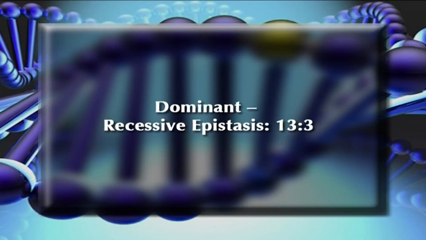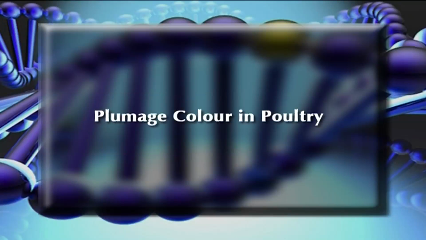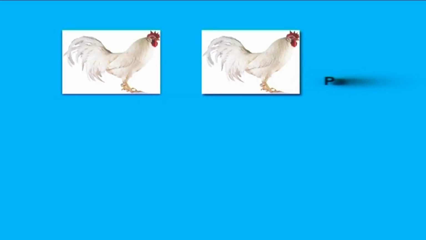Dominant recessive epistasis. In the dominant recessive epistasis, the dominant allele at one locus and recessive allele at another locus give rise to the same effect. Other gene combinations produce the second phenotype, so consequently 2 phenotypes occur. Plumage color in poultry. Here, white plumage of Wyandotte or Plymouth cock is recessive to colored plumage, while white plumage of leghorn is dominant over colored plumage.